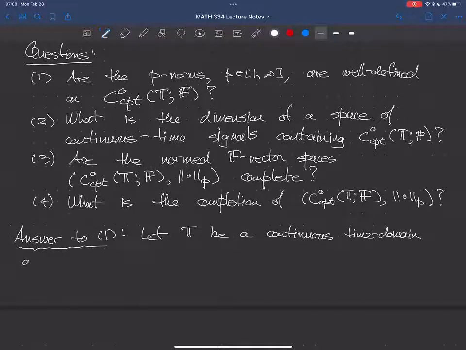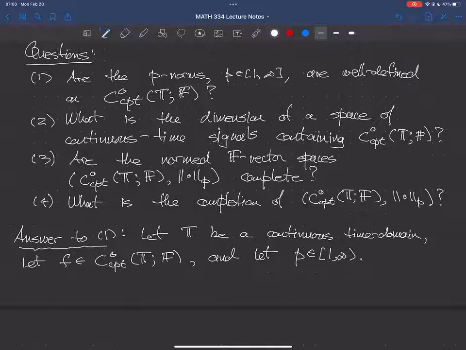And we're going to let f be a continuous signal with compact support. And we're first going to look at the case of the integral p norms, so p going from 1 to infinity without including infinity.